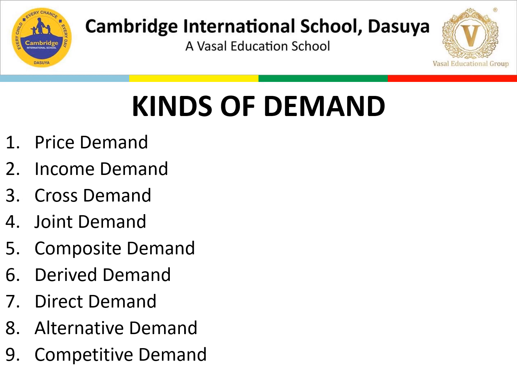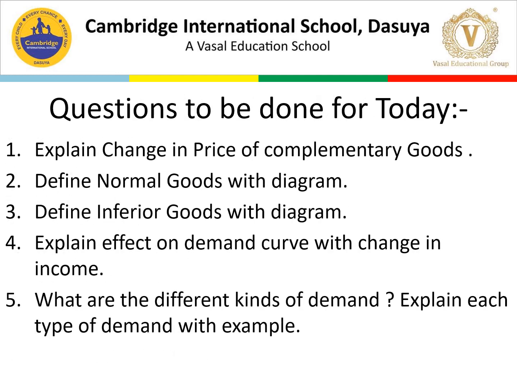Now let's move to the last part of your chapter, that is the questions which we have to cover today. The first question is: explain change in price of complementary goods, which we have discussed. You have to explain the increase and decrease in price of complementary goods with a diagram. Then: define normal goods with a diagram. You will already be knowing this.